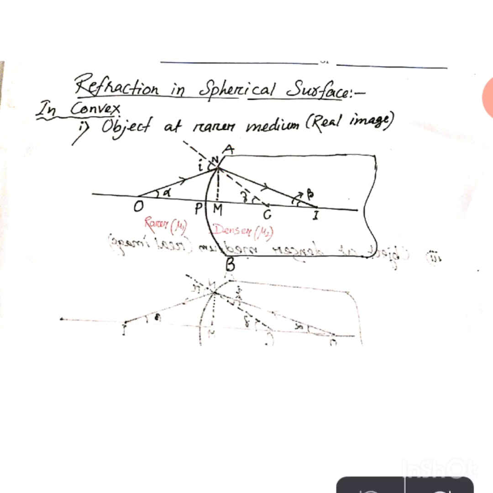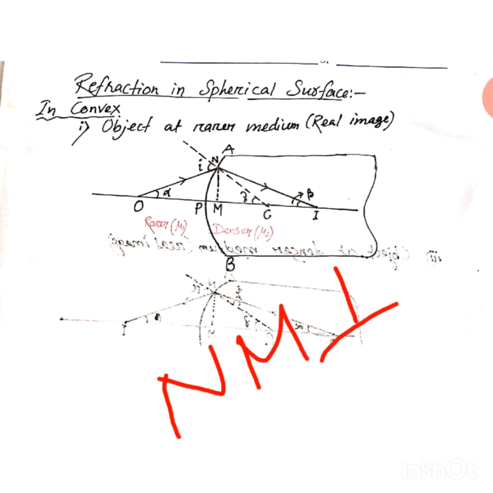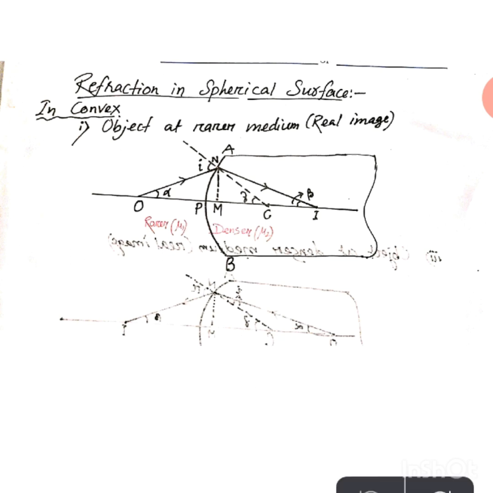Now from the point N we have to draw one normal on the optical axis, NM. Okay, NM is the normal we have drawn on the optical axis. Now we consider that the incident ray, which one is the incident ray? This one. The incident ray is making one angle alpha with the optical axis.